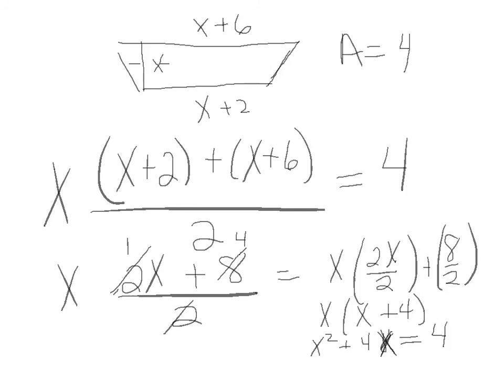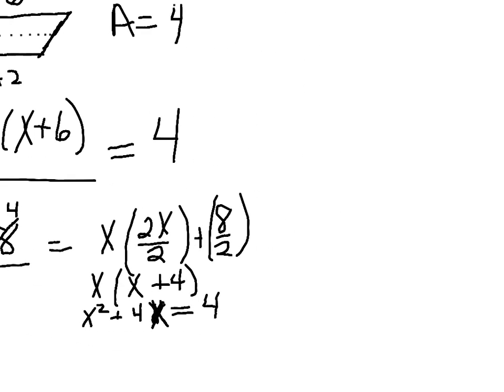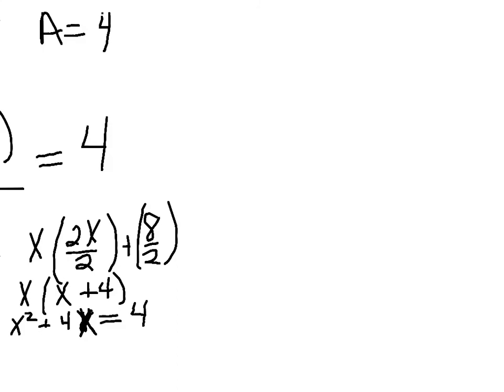Okay, so that's a little hard to solve right now. So let's subtract the 4. x squared plus 4x minus 4 equals 0. Now it's in our quadratic form. Let's go ahead and factor it out. Let me see if I can move this whole thing over a little bit. There we go.